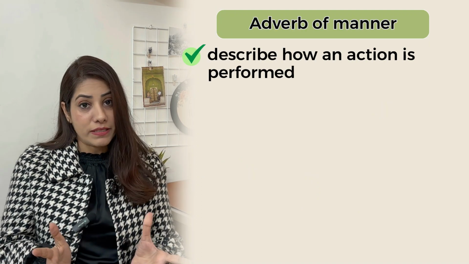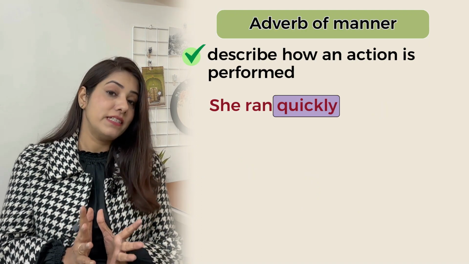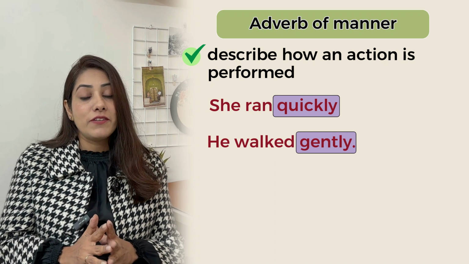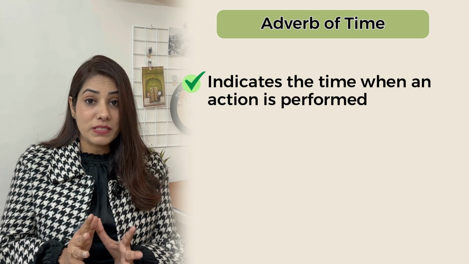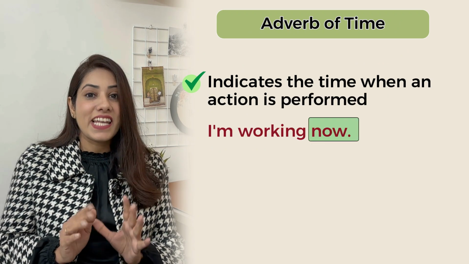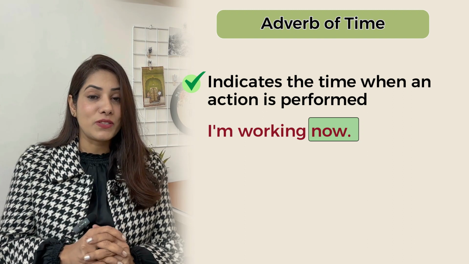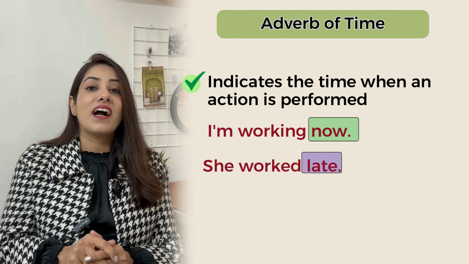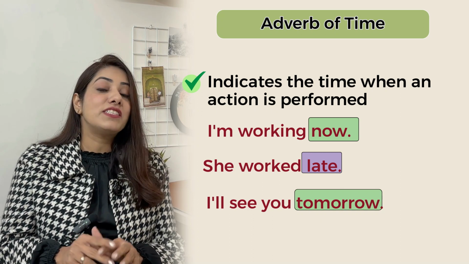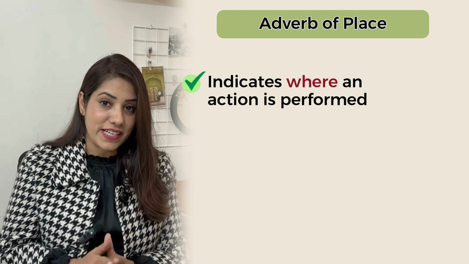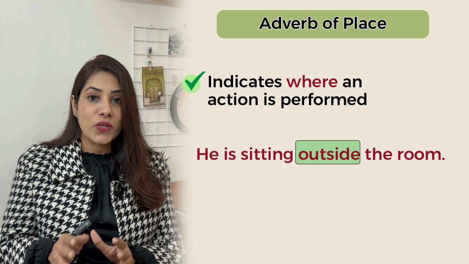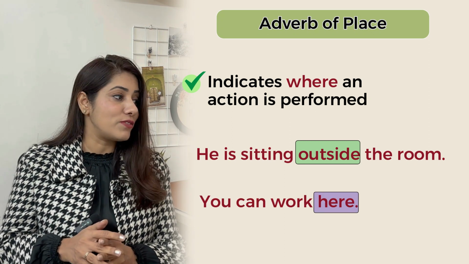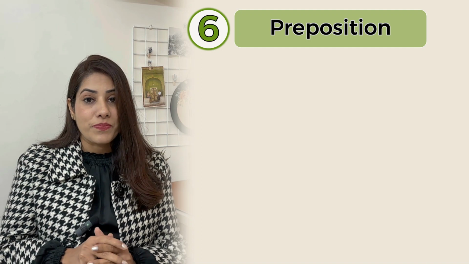Adverb of manner describes how an action is performed. She ran quickly, he walked gently. Adverb of time indicates the time when an action is performed. Like I'm working now. Now is the adverb. She worked late. I'll see you tomorrow. I saw him yesterday. Adverb of place indicates the location of an action. He is sitting outside the room. You can work here. Here is the adverb.